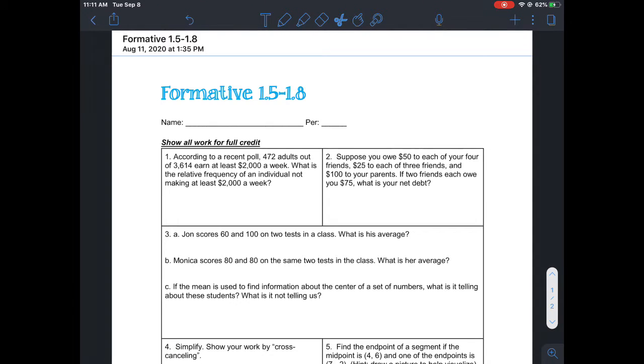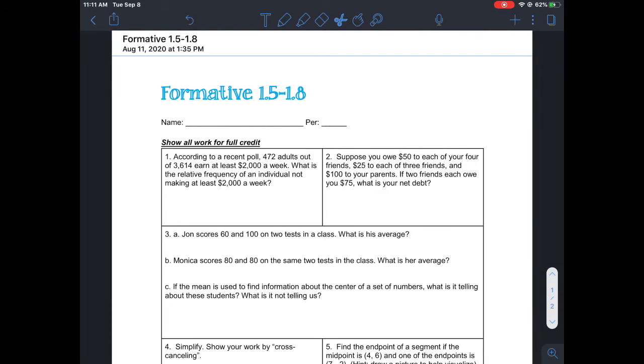We are on our last formative for this unit. So this formative is your last opportunity to show yourself how well you're doing in this unit before we take our summative. After this formative, you'll have a couple days to work on the review guide before we take the summative.